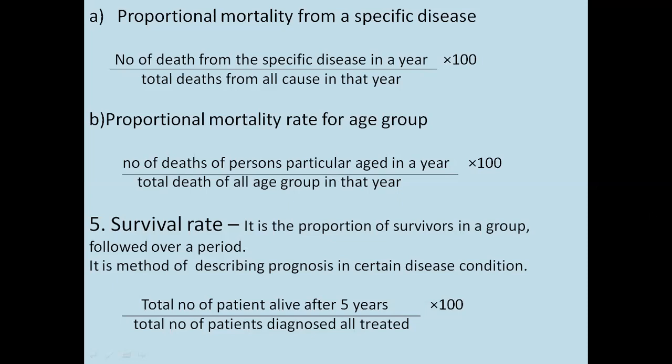And the next one is the survival rate. It is the proportion of survivors in a group followed over a period. It is a method of describing prognosis in certain disease conditions. It is the total number of patients alive after 5 years divided by the total number of patients diagnosed or treated. Mainly, it is the mortality measure used for chronic diseases like cancer and cardiovascular disease, because once these diseases are diagnosed, the prognosis rate of such diseases is generally required.